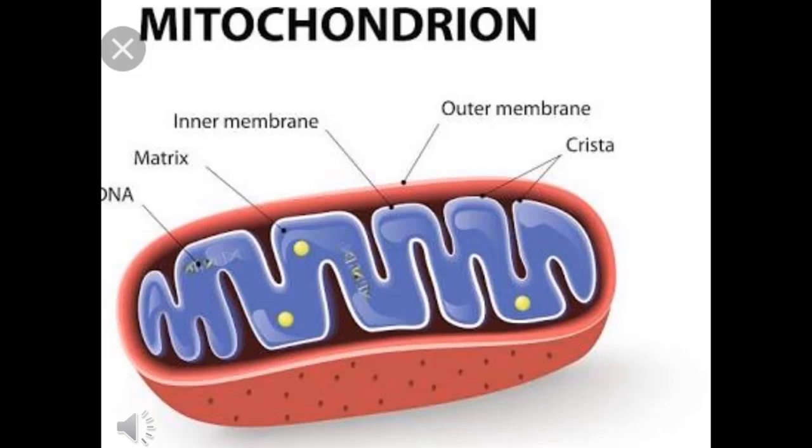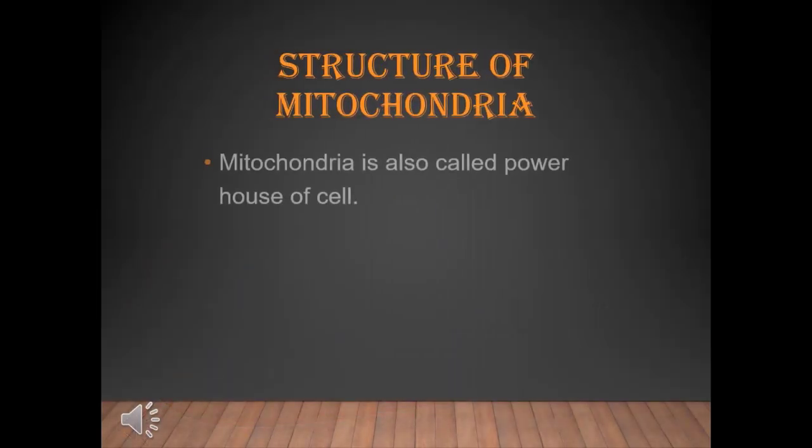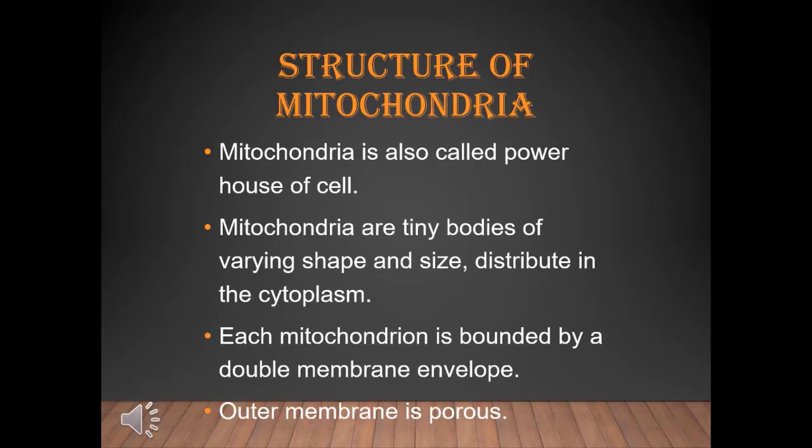Structure of mitochondria. Mitochondria is also called the powerhouse of the cell. Mitochondria are tiny bodies of varying shape and size, distributed in the cytoplasm. Each mitochondrion is bounded by a double membrane envelope. The outer membrane is porous.